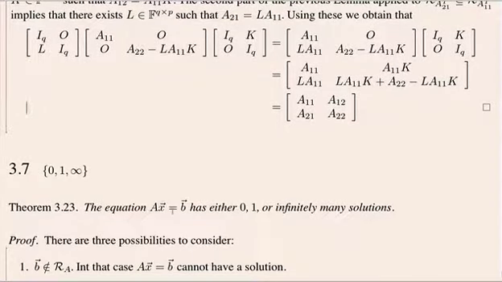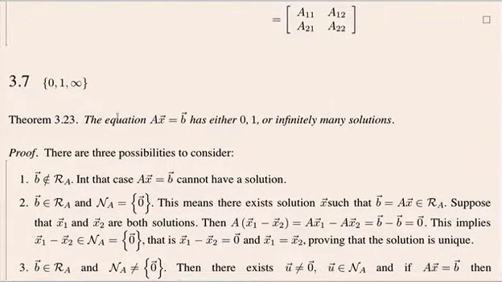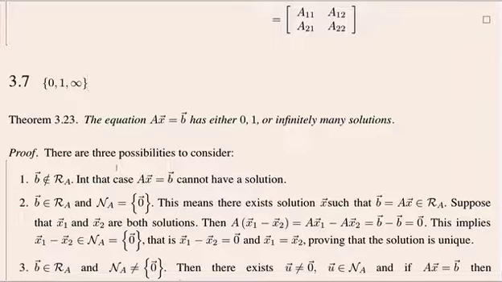Finally, the last section in this, well, almost the last section. This has the title 0, 1, infinity. It's just one theorem saying that the equation AX equals B has either 0, 1, or infinitely many solutions. We have seen this before already when we solved problems. Here's the proof. There are three possibilities to consider.